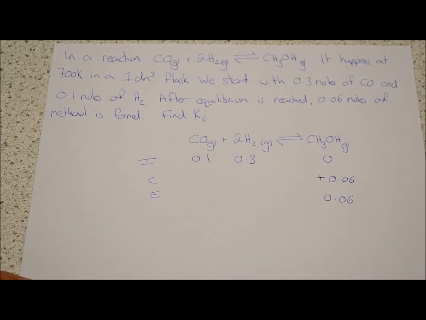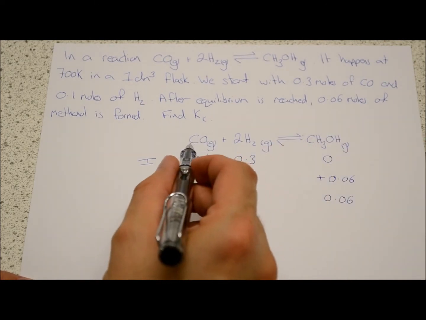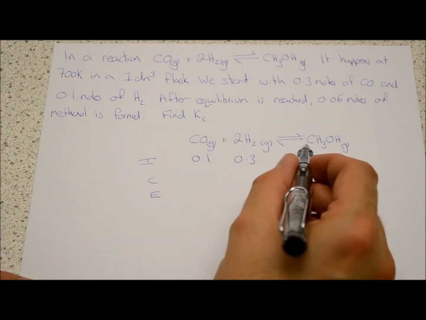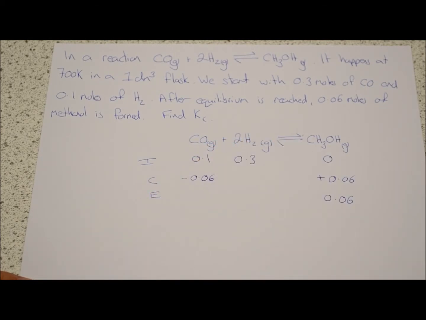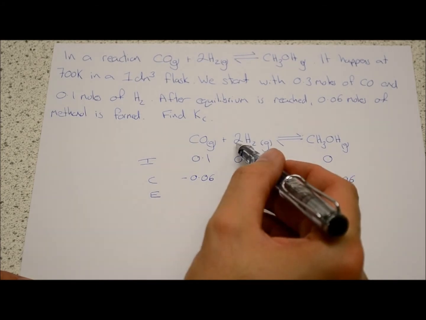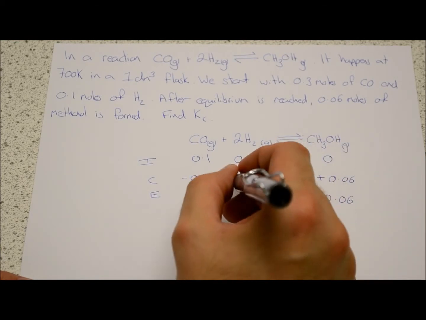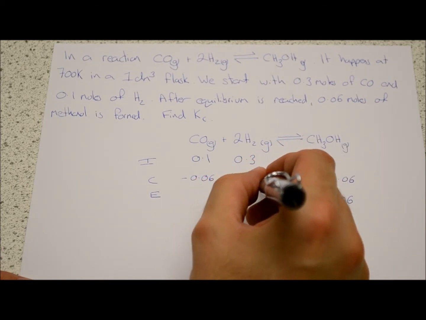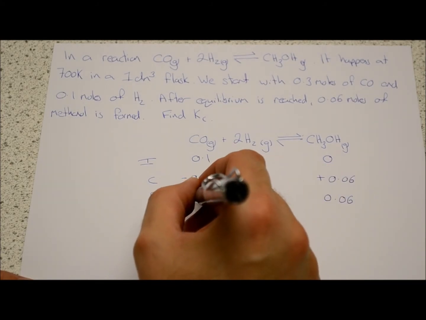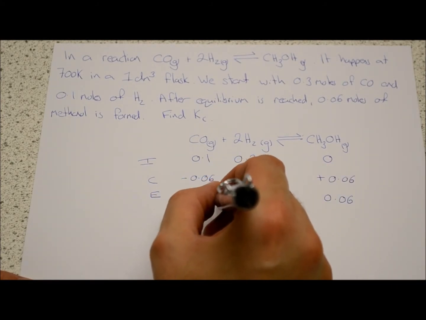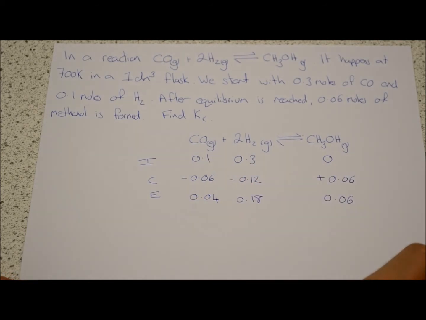So this is changed plus 0.06. So if this has gone up by 0.06, the carbon monoxide, which is a 1:1 ratio, must have gone down 0.06. Now hydrogen, there are 2 moles of hydrogen for every 1 of carbon monoxide and 1 of methanol, so that has gone down by 0.12 moles. So the final concentrations are 0.04 and 0.18 moles per decimeter cubed.